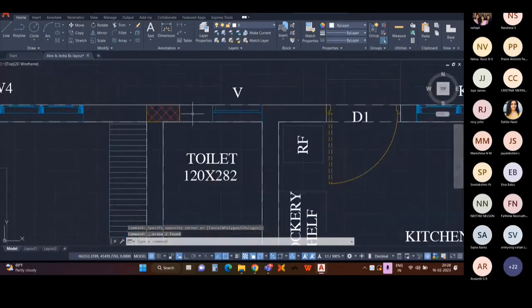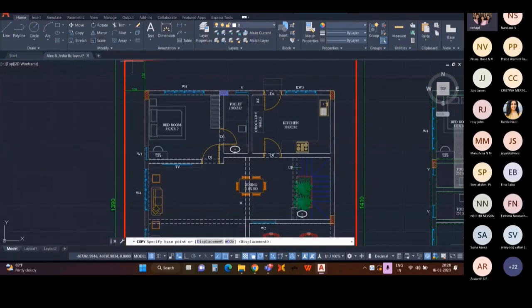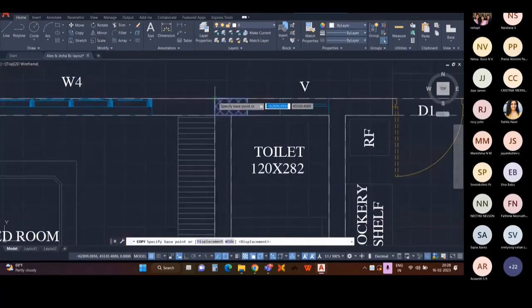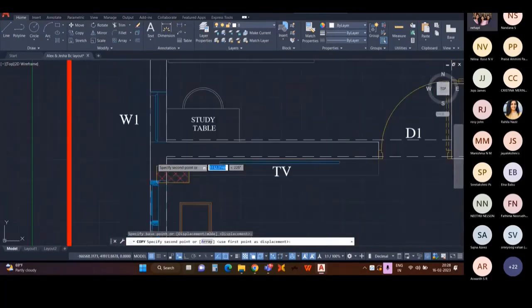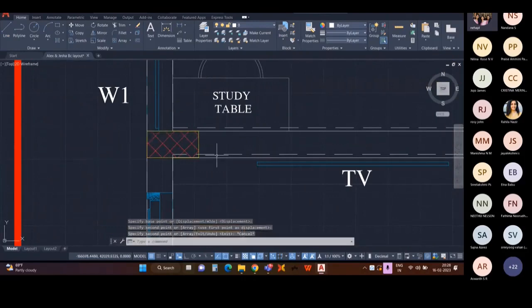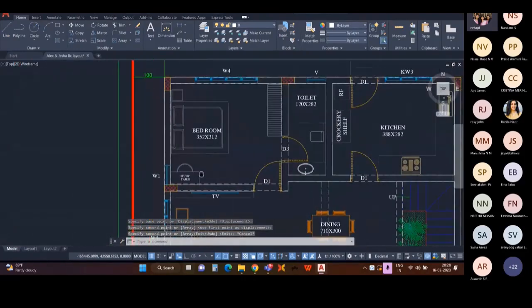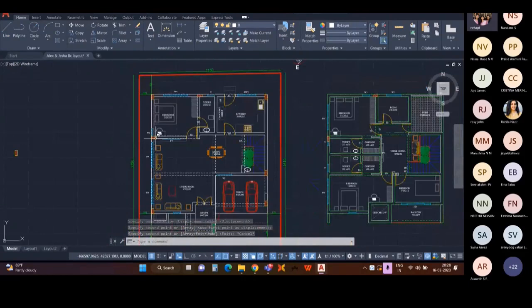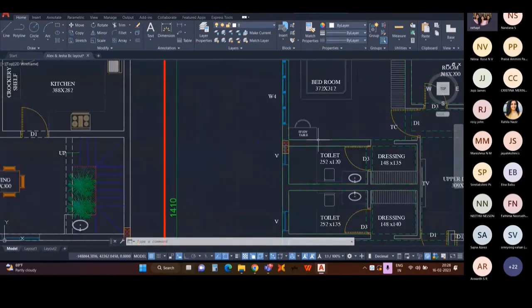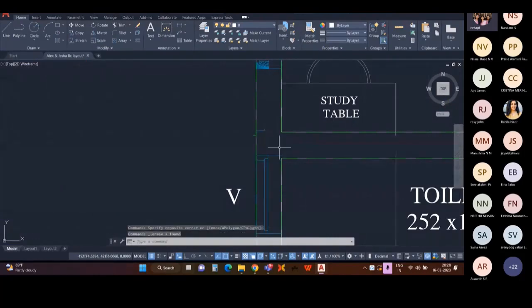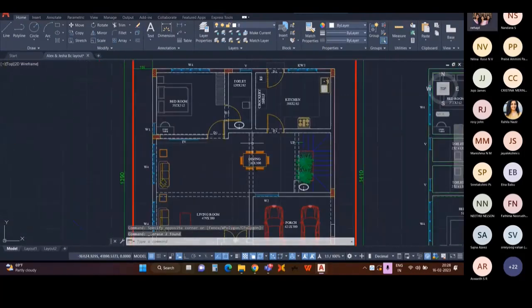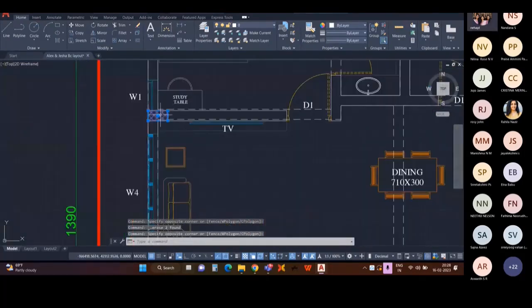So we can change the orientation of that column and we can paste here. After pasting here, we can check whether this is okay for the ground floor. We can check whether this column position is okay for the first floor too. So for that, we will be copying it from the ground floor and pasting it into the first floor.